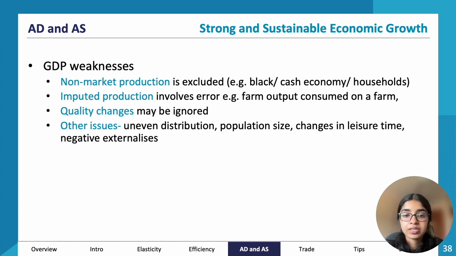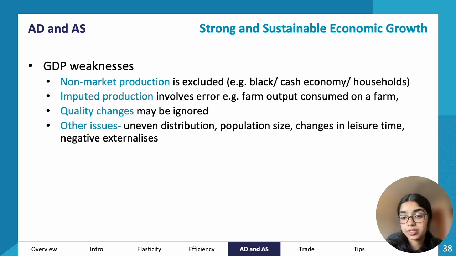Imputed production, so that's pretty much very much, there's a lot of error. So for example, let's look at the example here with the farm. So yes, the farm might produce a certain amount of produce, but the farm itself might also use some of that produce for its own consumption. So we don't know how much exactly was actually taken out of the farm and given to the economy.